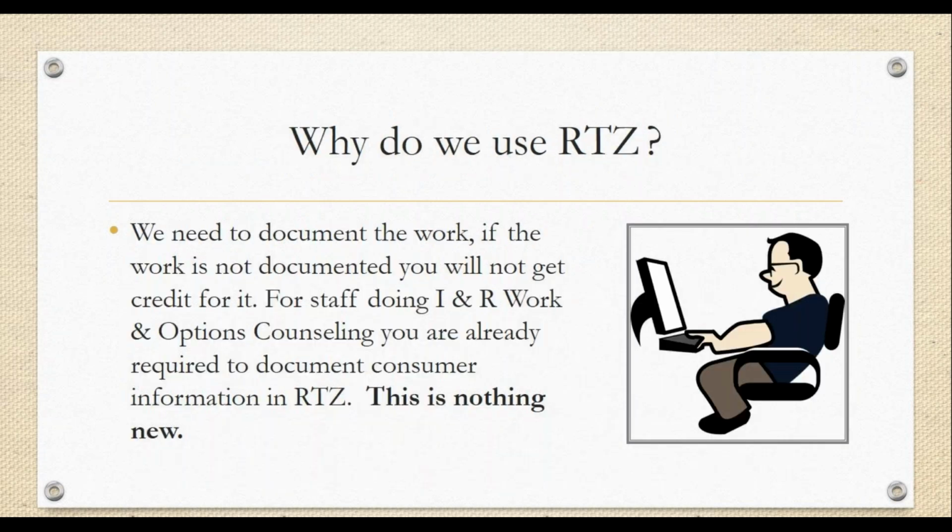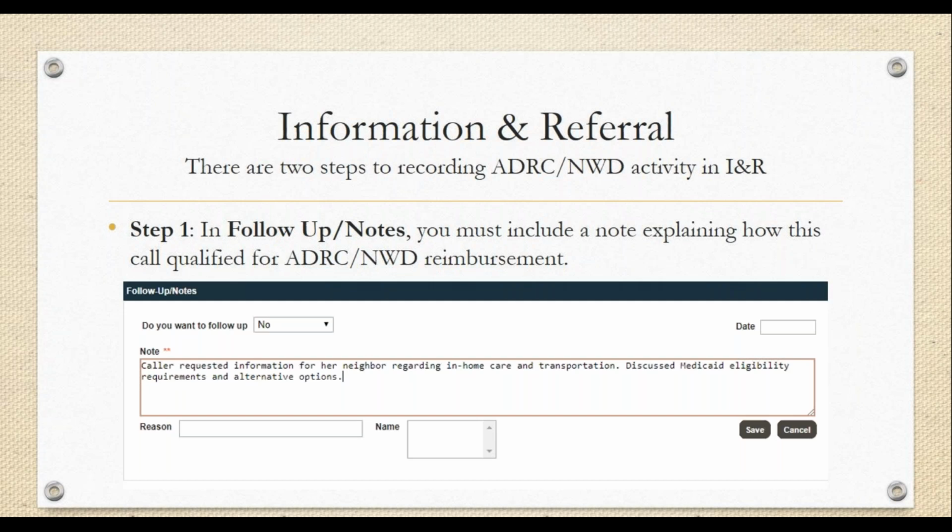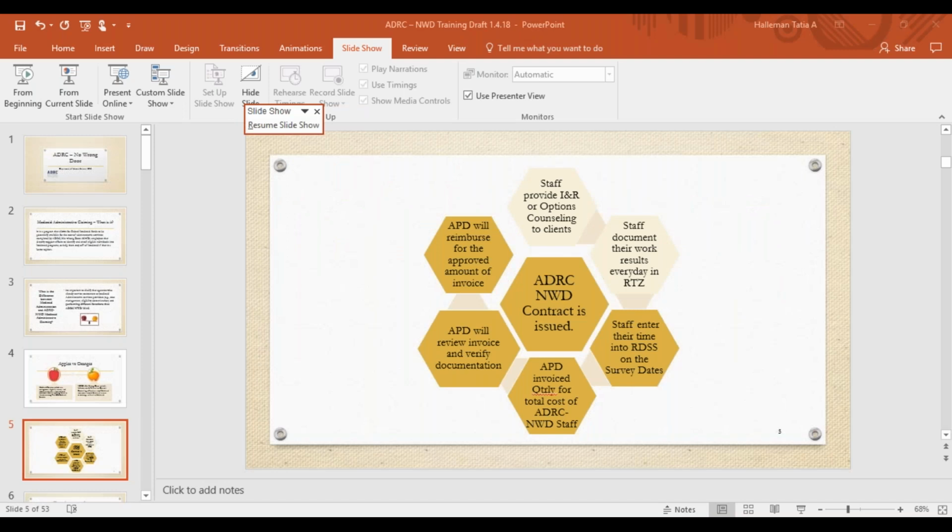So to document an information referral call in RTZ, the first step is in the follow-up notes, you include a note explaining how this call qualifies for the No Wrong Door reimbursement. Oops, we lost the screen.